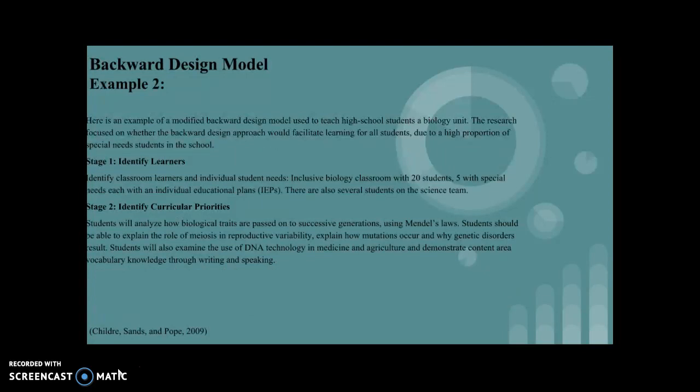Teaching methods will include direct instruction, inductive methods, cooperative learning, and group activities. The second example I'd like to present is of a research project performed by the Council for Exceptional Children. In this study, a modified version of the backward design model was used to determine if this instructional design method would be as effective for children with special needs. There was more attention paid to identifying the learners up front, including what accommodations would be required in the classroom.